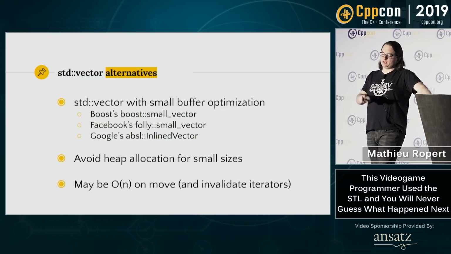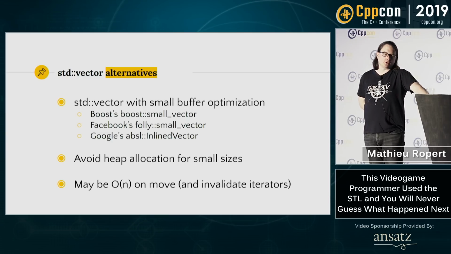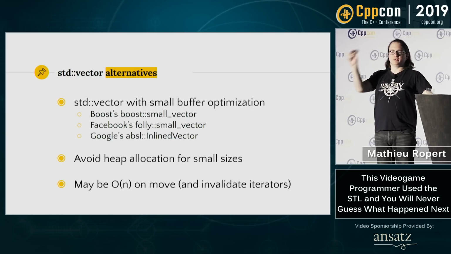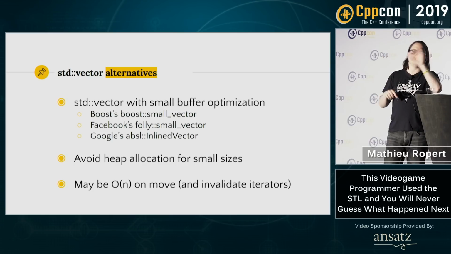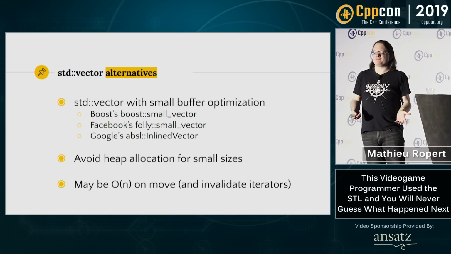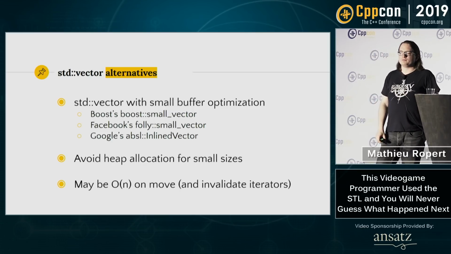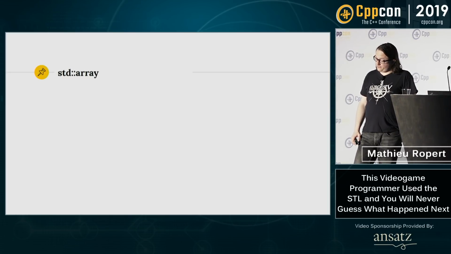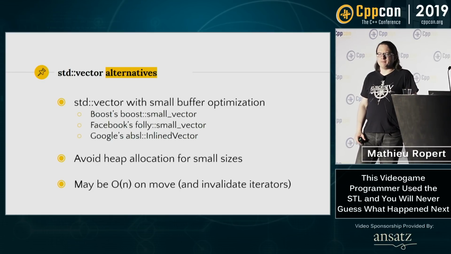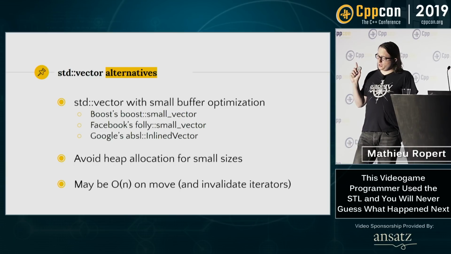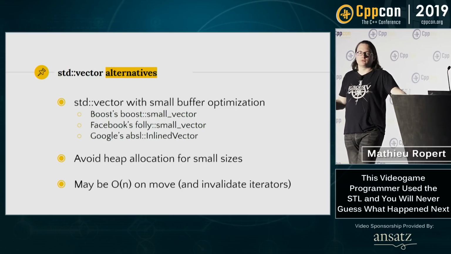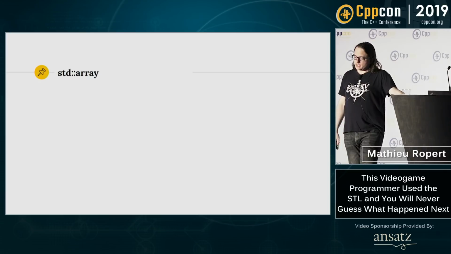Just remember that it might be a linear move and not constant, because you actually have to move the bits from one vector to the other. So depending on whether you make a small vector of very big objects, you might actually notice something. If it's small objects, sure, go for it. I don't think there is a paper on this, or there might have been one at some point. I'm not sure where it's going now. But if anyone has something to suggest, just come to me after.